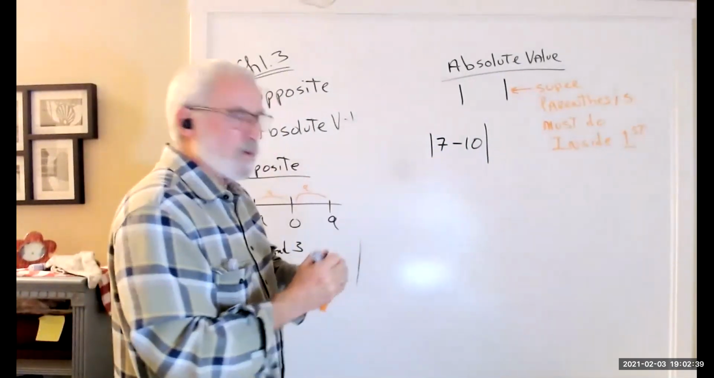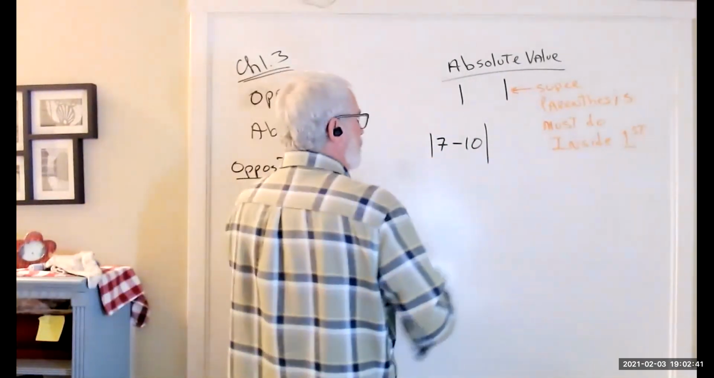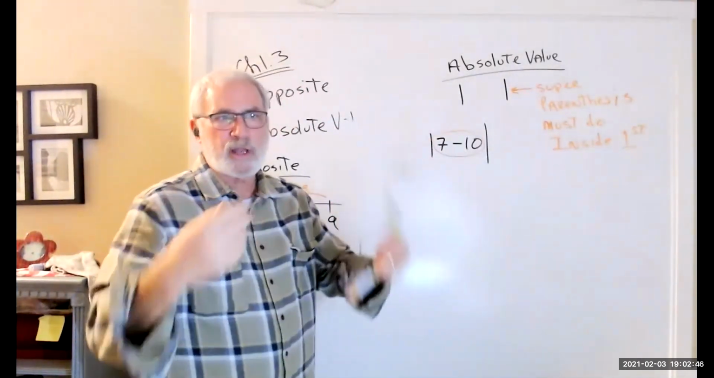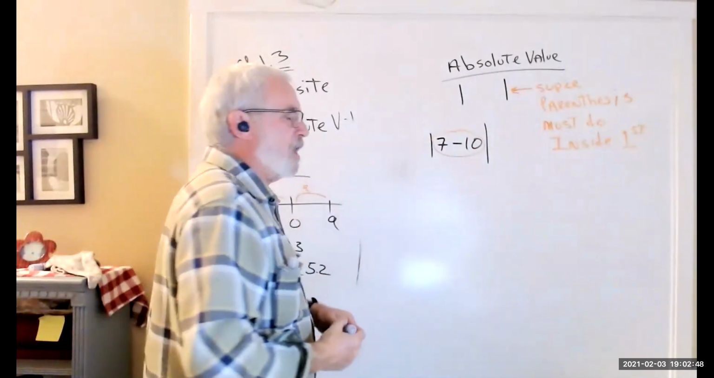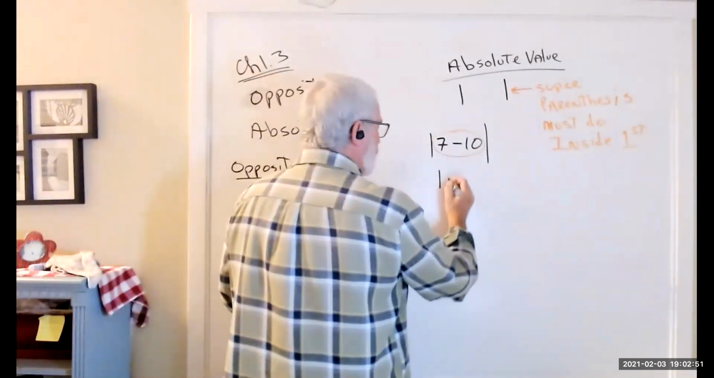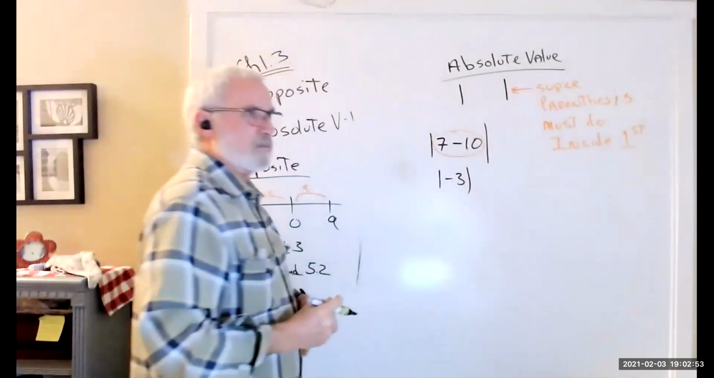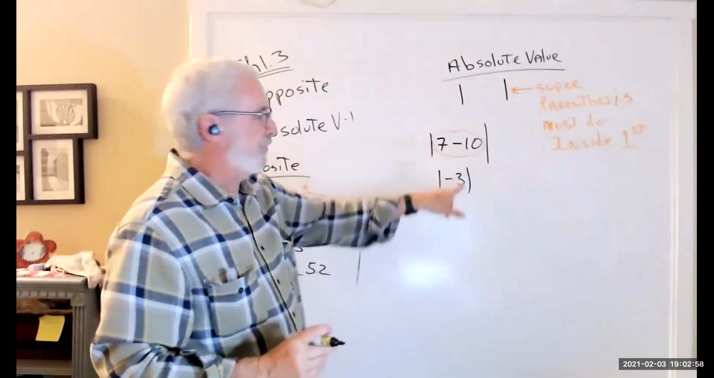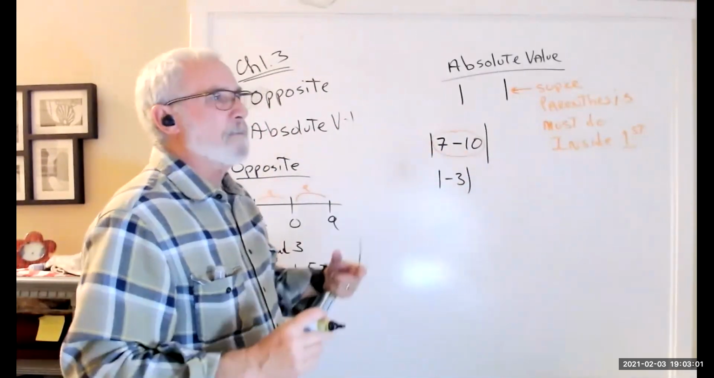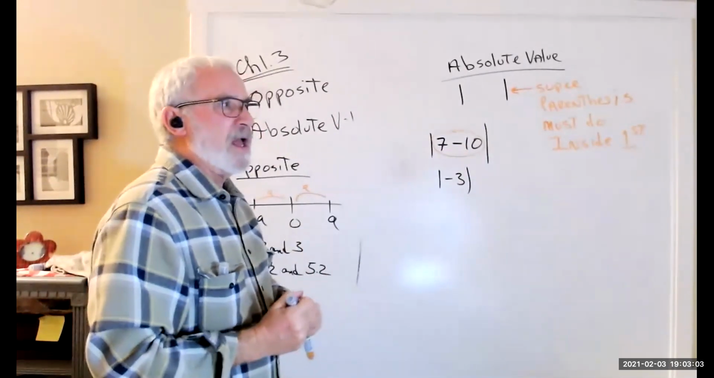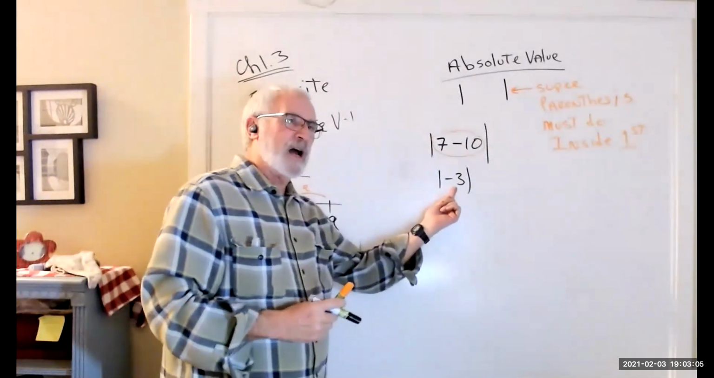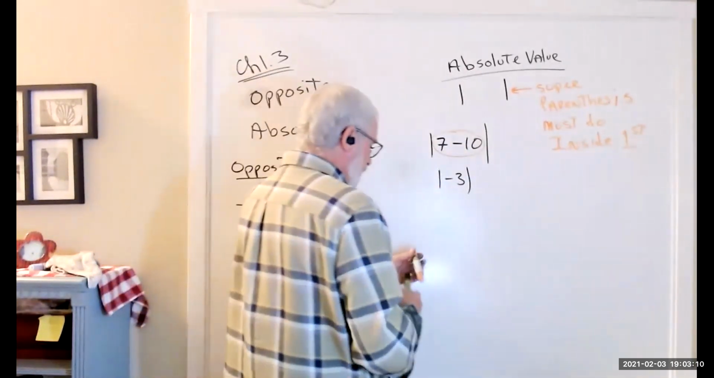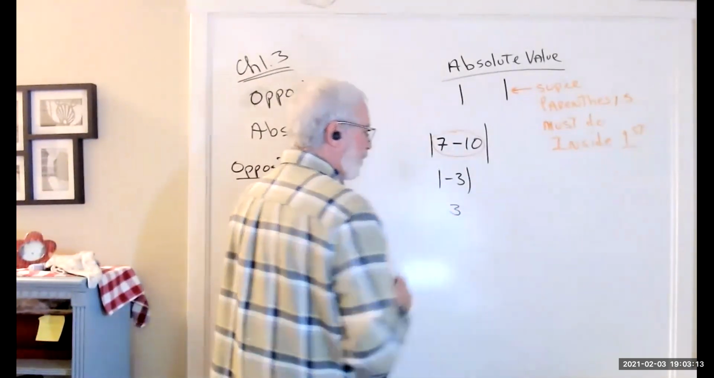Well, we have to do inside first. So you go off to your scratch paper, or you use your calculator, or you just use your brain. 7 take away 10 is negative 3. There's more negatives, so you got negative 3. But the key on absolute value is it takes whatever is inside and makes the answer positive. So we drop the absolute value, and the answer is just 3.